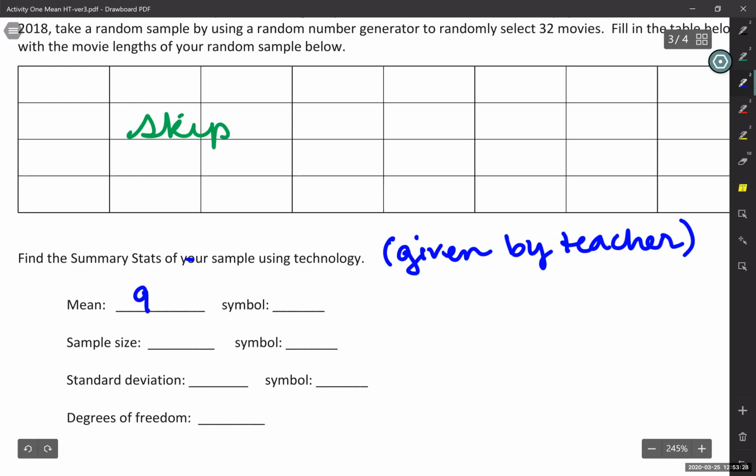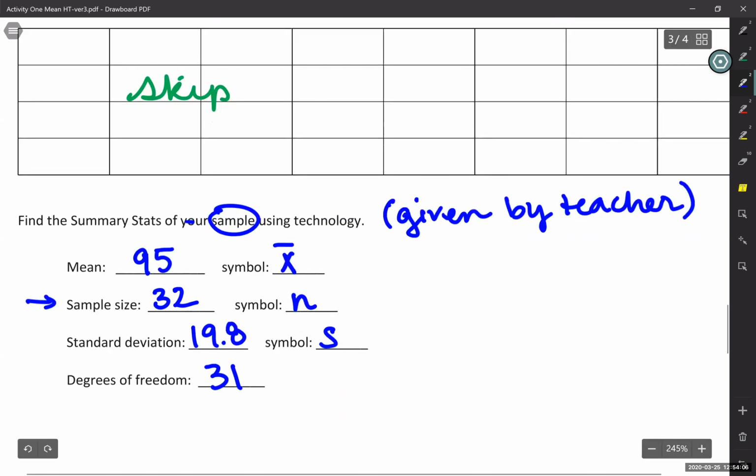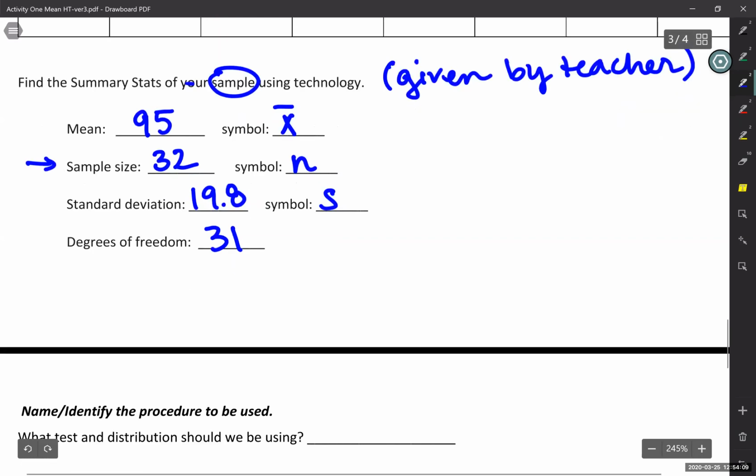I got 95 for the mean, 32 for the sample size, 19.8 for the standard deviation, and 31 for the degrees of freedom. And again, this was my sample that I did of 31. I mean, you know it's a sample when it says sample size right here, so it has to be a sample. And because it's a sample, I'm using my sample symbols. So x bar is mean, n is the sample size, and s is the standard deviation. Okay, so we're going to use those numbers down here on this next page.